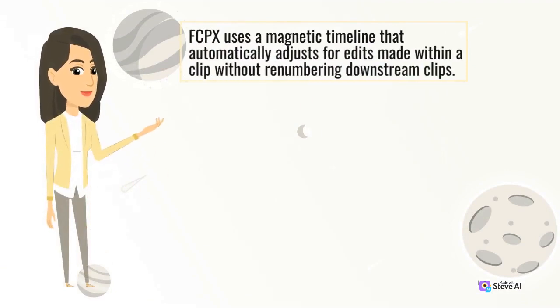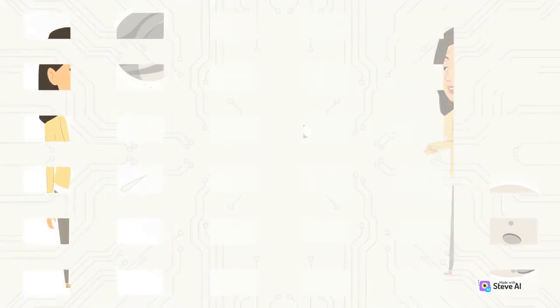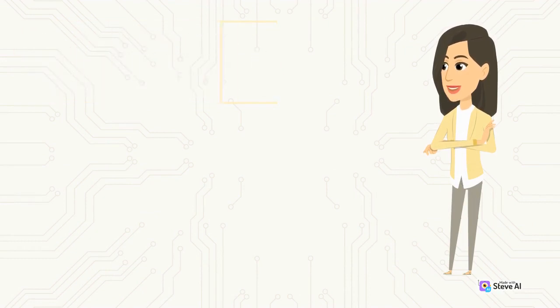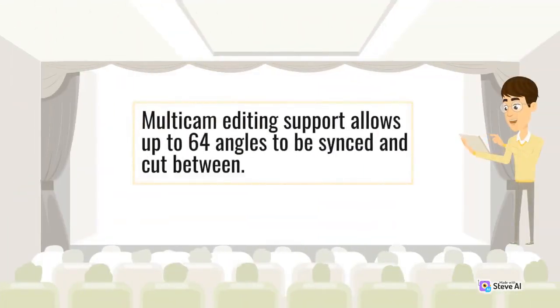FCPX uses a magnetic timeline that automatically adjusts for edits made within a clip without renumbering downstream clips. A role-based editing mode provides options for assistant, assembly, and finishing editors. Multicam editing support allows up to 64 angles to be synced and cut between.